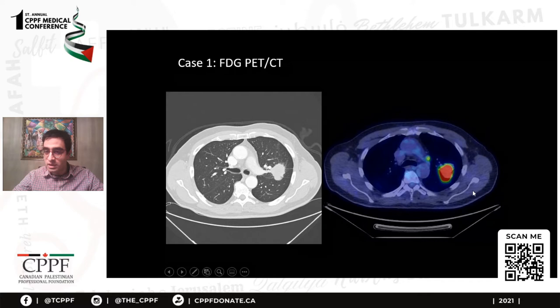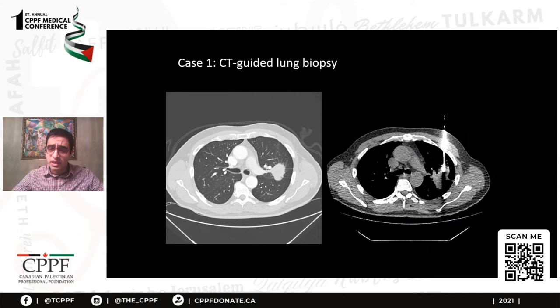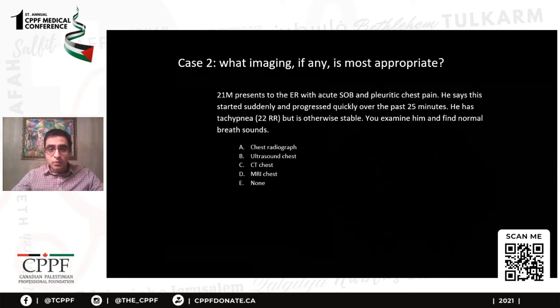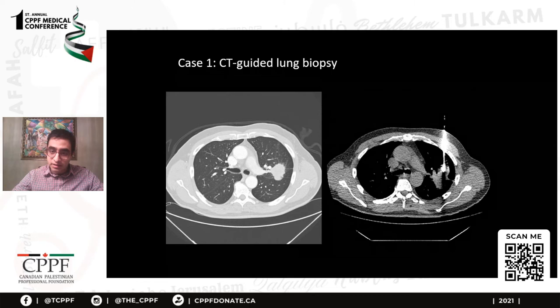Alternatively, we could also do a biopsy. So this is a CT-guided biopsy of the mass. You can see the needle coming in well aimed at the mass itself, and this is a single CT slice showing that. So the question is, before I move on to case two, when would you pick PET versus a biopsy? And that's going to depend on a number of factors.